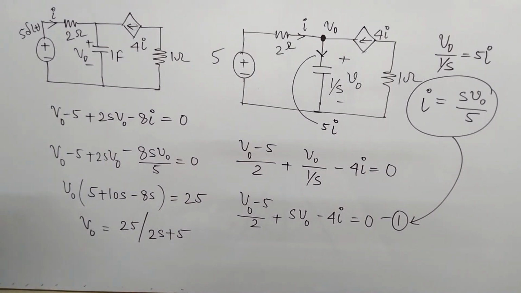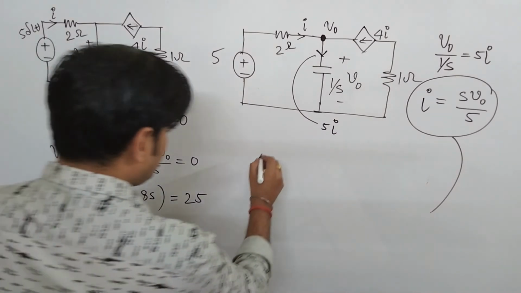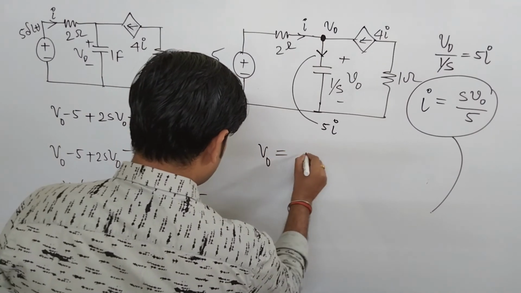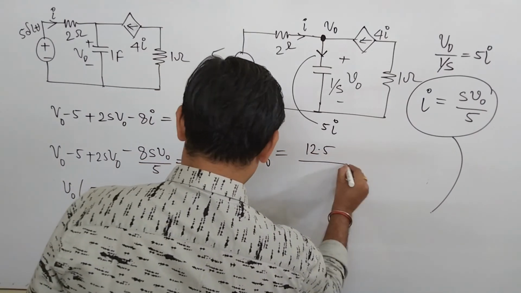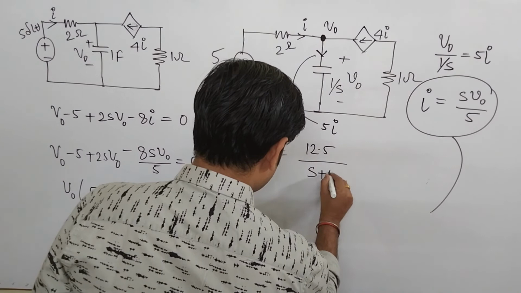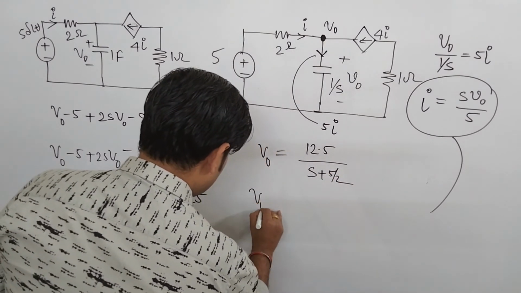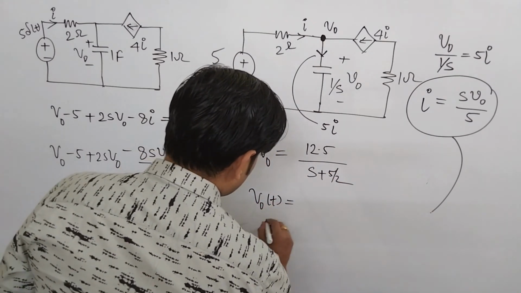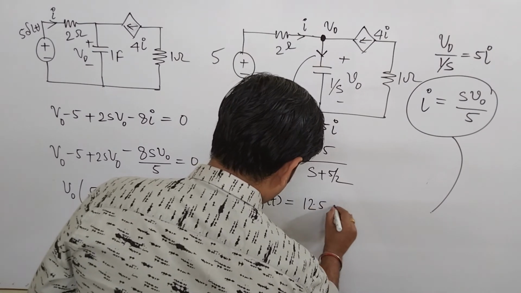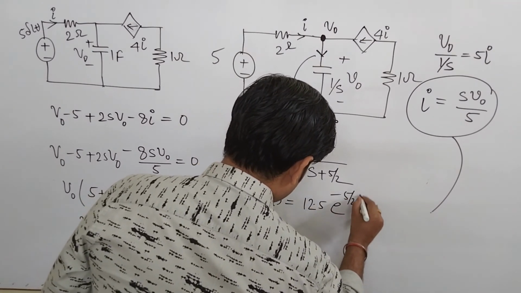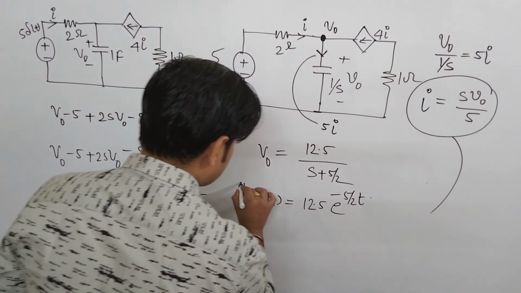If you take 2s common, that comes to be v naught is equal to 12.5 upon s plus 5 by 2. So v naught t for all time t is 12.5 e to the power minus 5 by 2 t. This is the answer.